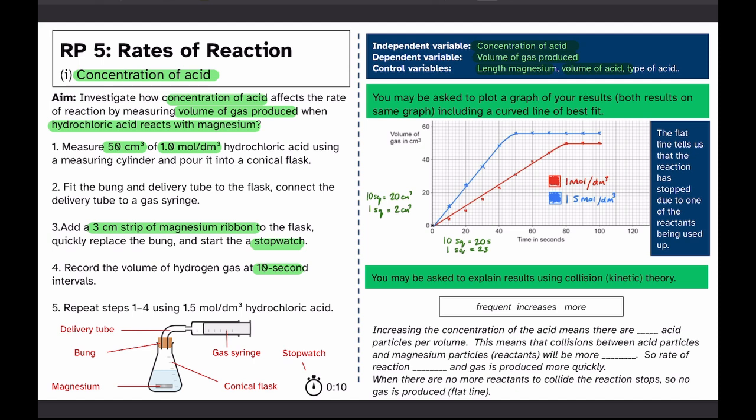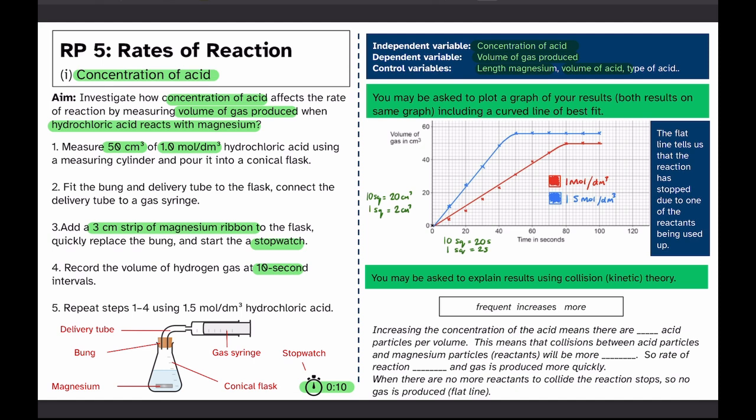Every 10 seconds, so you can see I've put a little 10-second thing down here, I'm going to record the amount of gas produced in the gas syringe. And you don't take them away, you're going to just continue to record it. So it'll be like, all right, in 10 seconds there was 15 centimetres cubed of gas, and then at 20 seconds there was 25, at 30 seconds there was 45. So it keeps going up, okay? So you're just recording that gas produced.